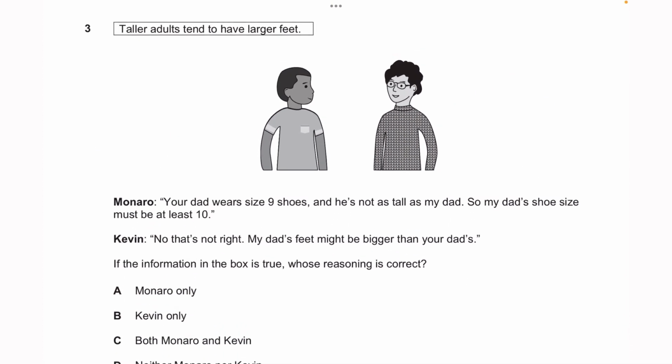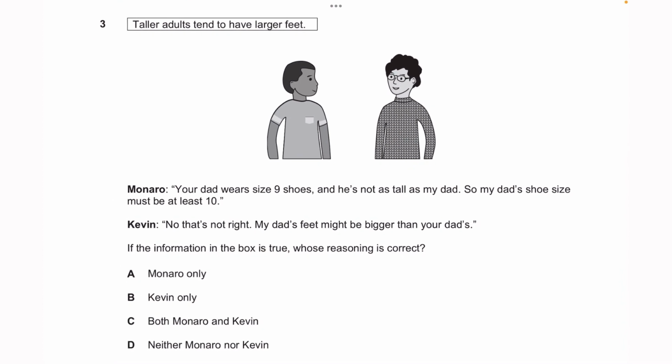Let's move down to question 3. Question 3 has information in the box, with a similar structure, so I'm sure it's quite familiar to you guys, but it's about knowing and understanding what this means, then seeing how both of these 2 reasonings follow the above information. So let's have a go. It says, taller adults tend to have larger feet. One more time, taller adults tend to have larger feet. I think the key word here would be the word tend. But let's have a look at both of these 2 people's reasonings.